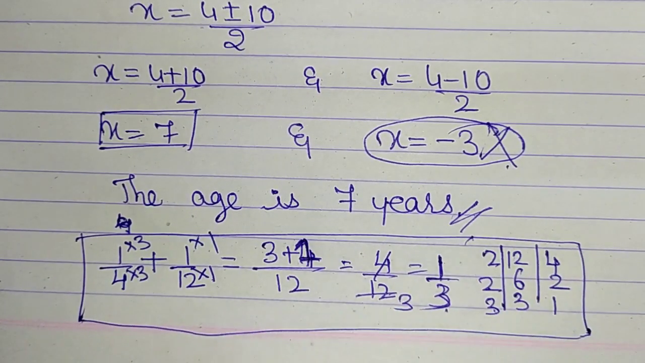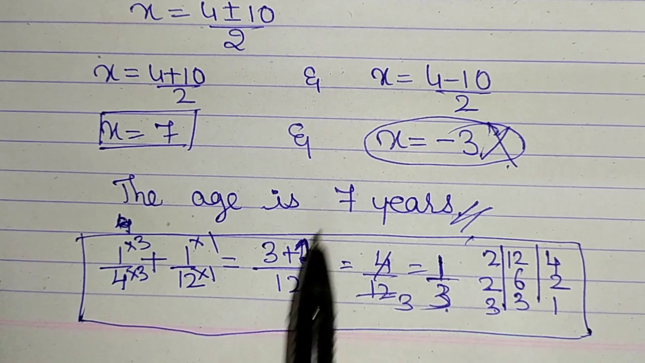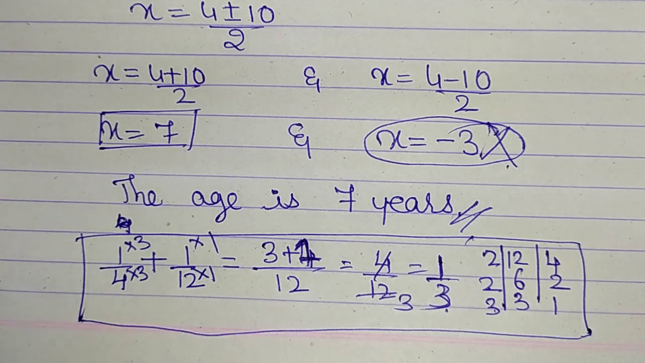This is the verification part, which you don't have to do in the examination. This is just to ensure that your answer is correct. So that's all for today. In the next class, we'll continue solving exercise 4.3, which has about 7 more problems. So thank you.